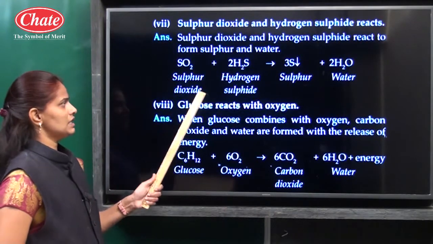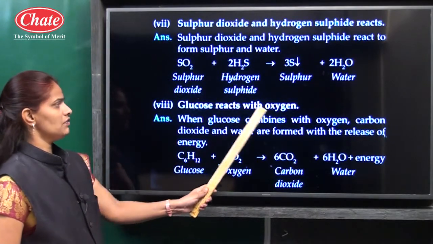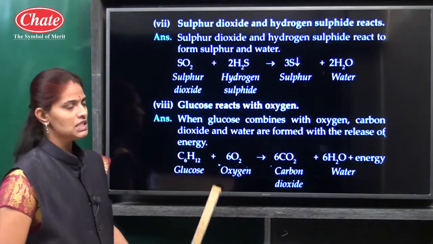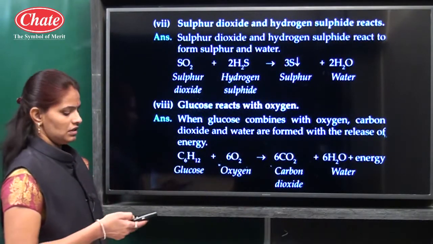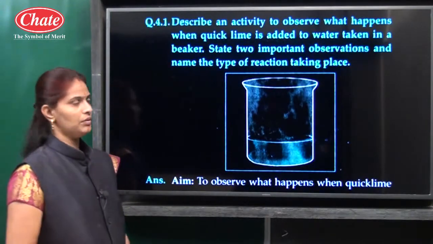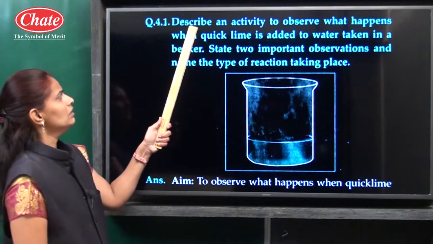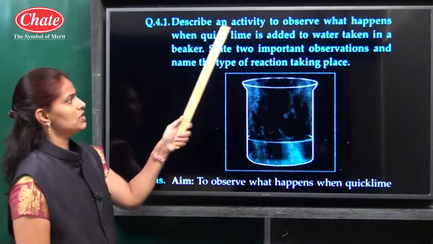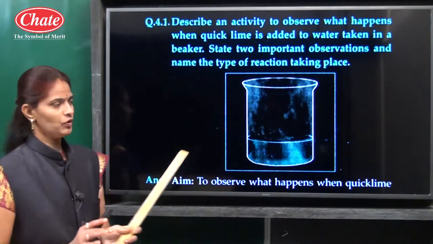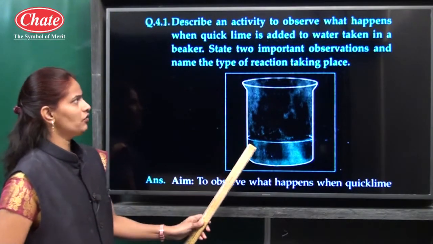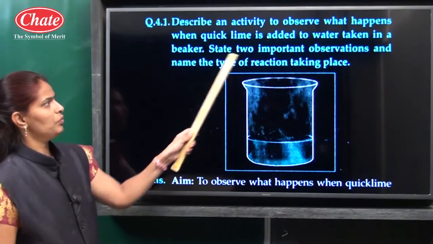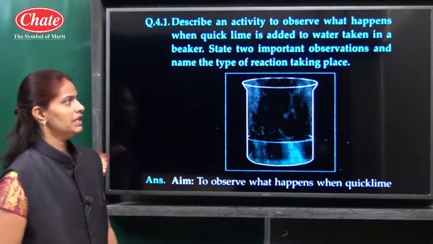Okay, in the last question, glucose reacts with oxygen. This is a respiration reaction. We already discussed the respiration reaction. It is an exothermic reaction because 38 molecules of ATP are liberated. Then describe an activity to observe what happens when quicklime is added to water. There is an activity. Okay, see this picture. Here quicklime is added to the water, and state 2 important observations and name the type of reaction taking place.